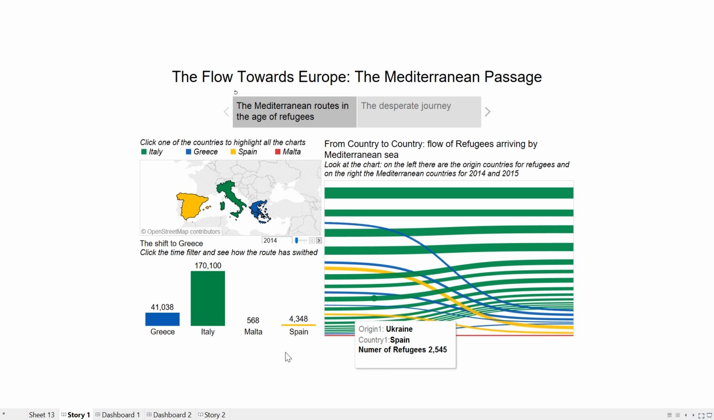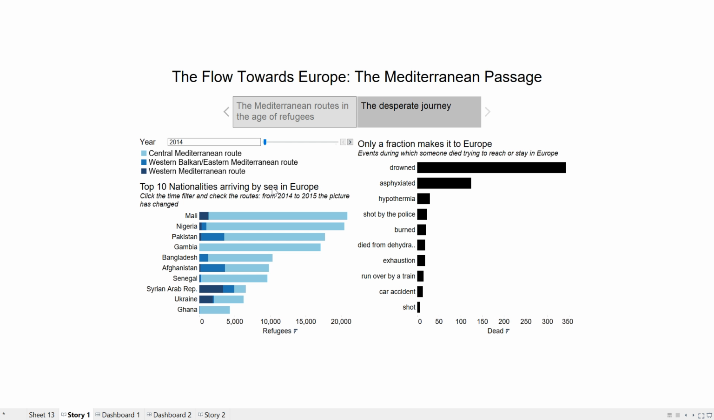Like a storyboard. And then go to the next, the Desperate Journey. I like the title of that too, the Desperate Journey. It is very emotional. So I'm typically not a big fan of stacked bars, but in this case, I kind of like it because I'm not trying to compare the dark blues across the countries. I'm looking at each bar individually. Is that the way you're supposed to read it?